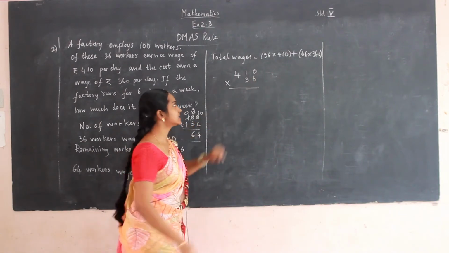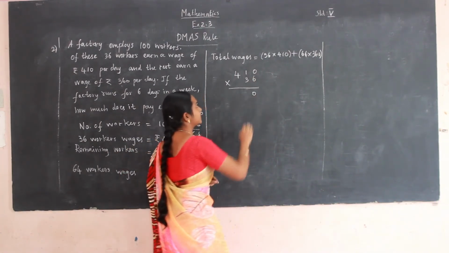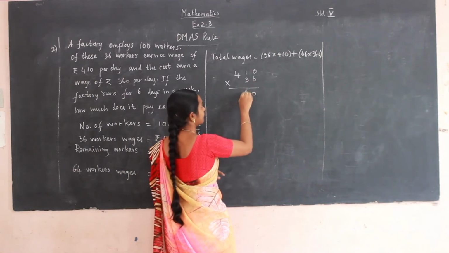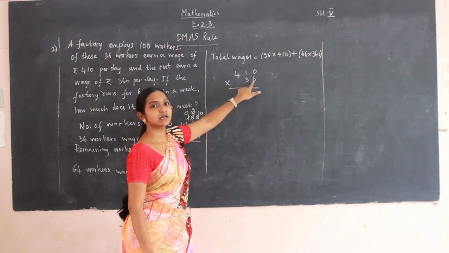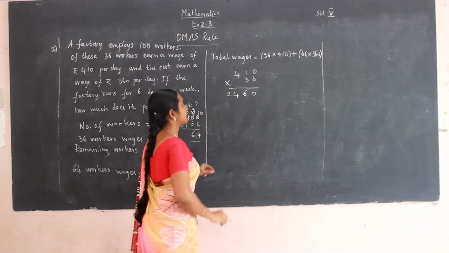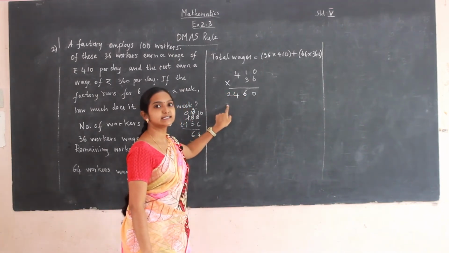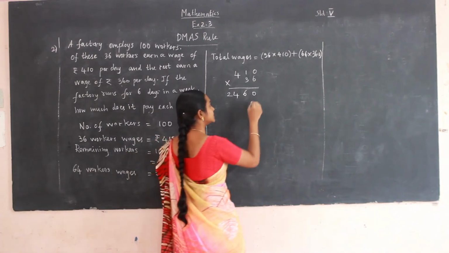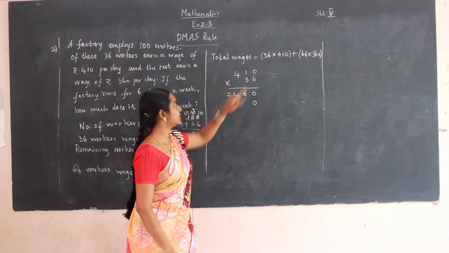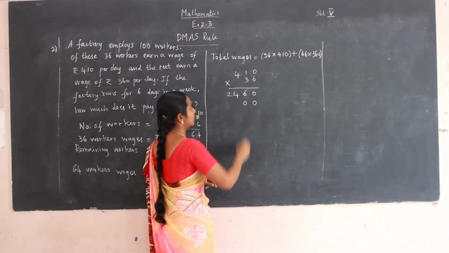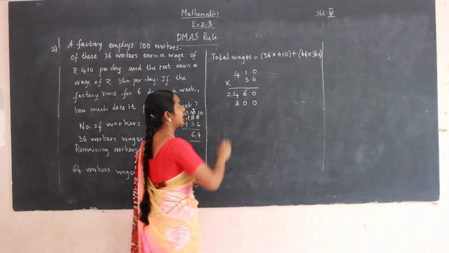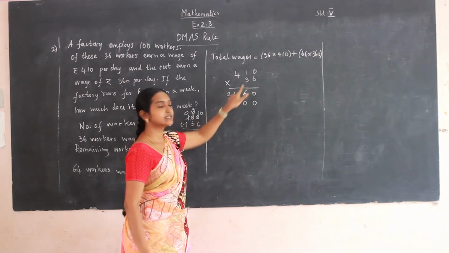0 into 6 is 0. 1 into 6 is 6. 6 4s are 24. Next we are going to write a second line. So put 0 in the first place. 3 into 0 is 0. 1 into 3 is 3. 4 into 3 is 12.